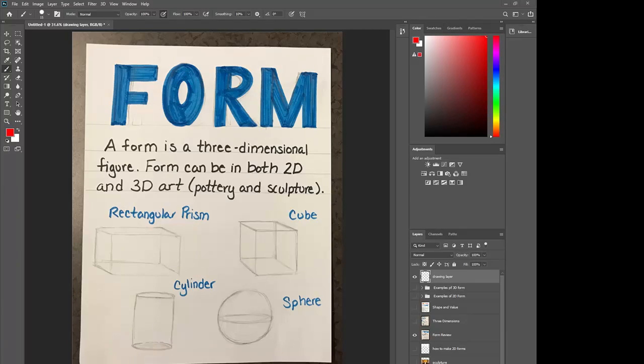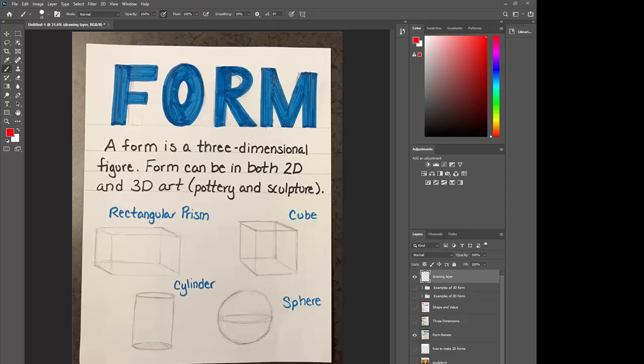Now, form is a little bit more evolved. It's almost based off of shape, but it is a three-dimensional figure. So basically, it's something that is not flat, like on a piece of paper, but it seems like it's popping out and coming to life.